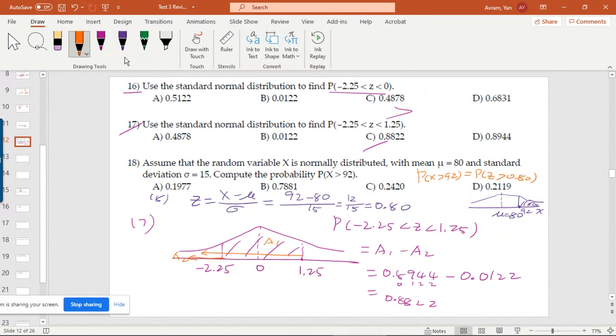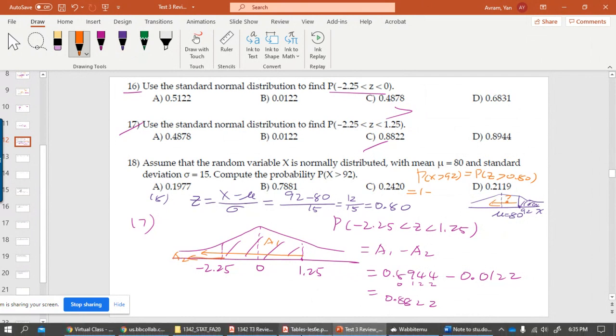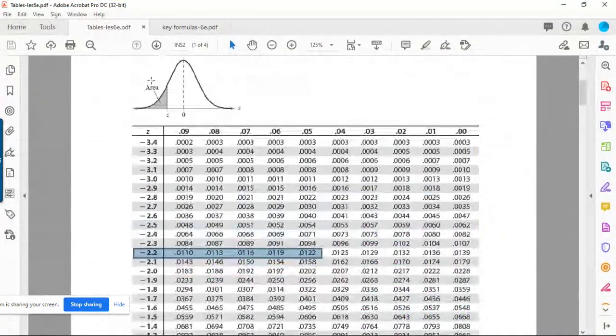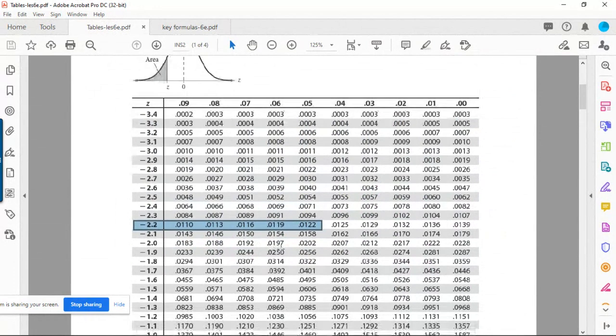Since this is area to the right, we're going to have to use 1 minus the area to the left. But every time you read a z-score, it's always area to the left. Okay, remember this one right here. Every time you read this table, it's always area to the left.